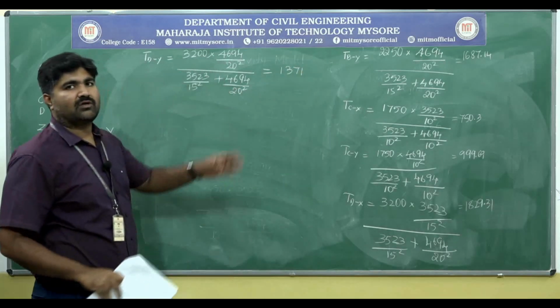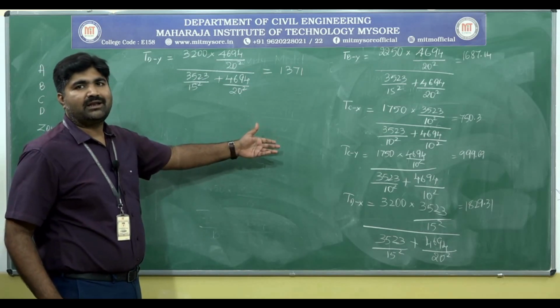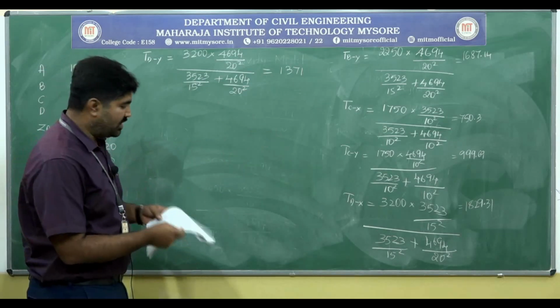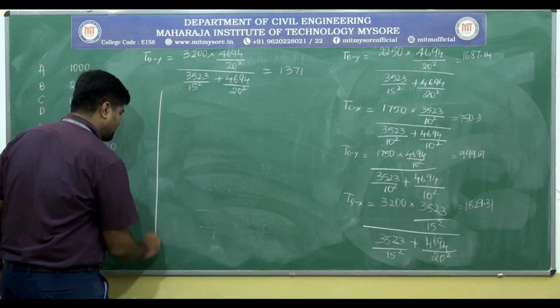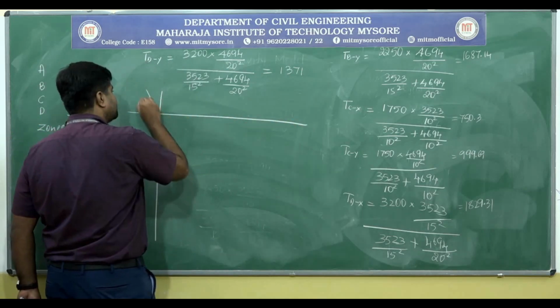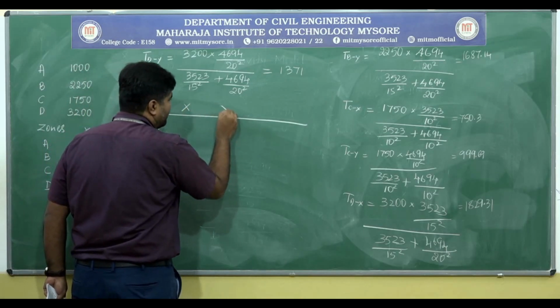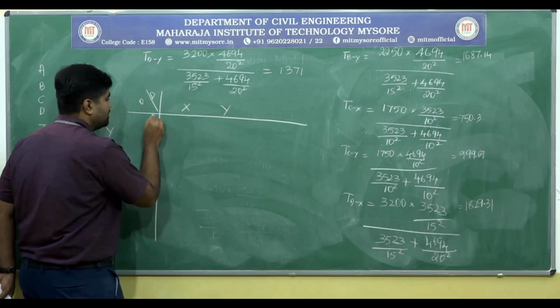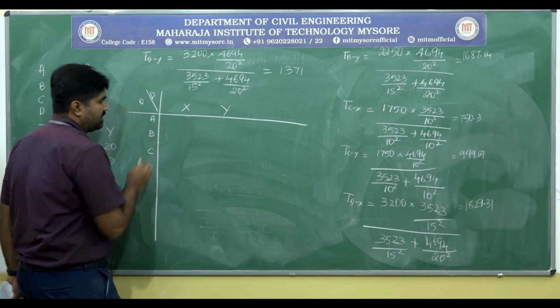1371. Again, whatever the values calculated should be tabulated in an OD matrix, the new OD matrix. You will get the new OD matrix. The result should be tabulated here: OD, X, Y, A, B, C, D.